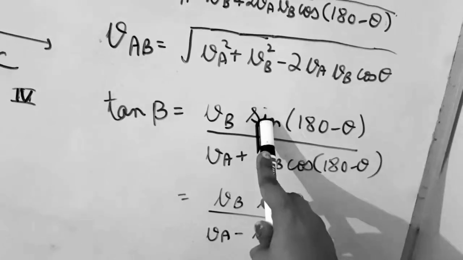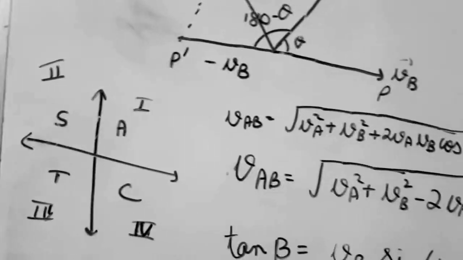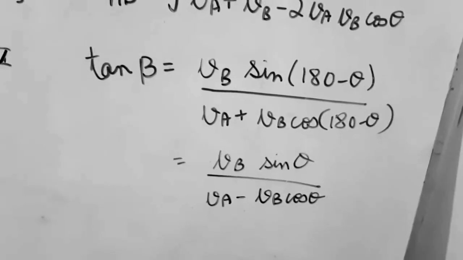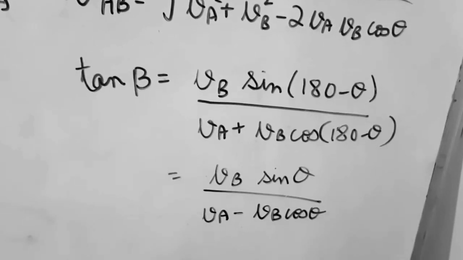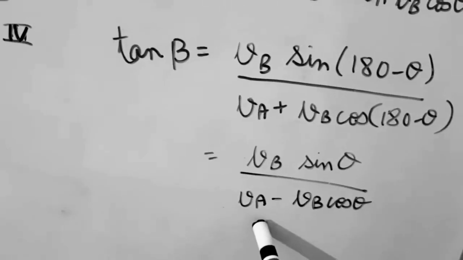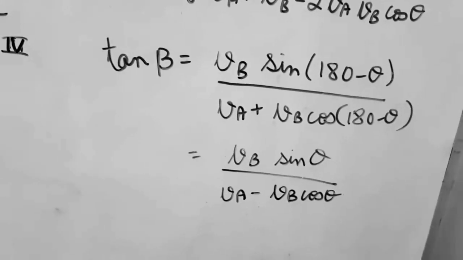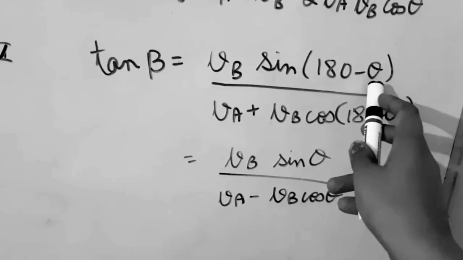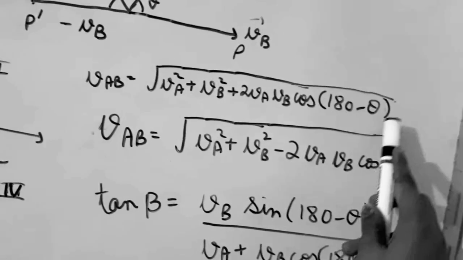tan beta is equal to VB sin 180 minus theta. Now 180 minus theta means second quadrant, where sin is positive. So sin 180 minus theta will be equal to sin theta, but cos 180 minus theta will be equal to minus cos theta. So tan beta is equal to VB sin theta upon VA minus VB cos theta. Now this is the formula. Now we will discuss the different cases, that is what is the value of the relative velocity for the different angles of theta.